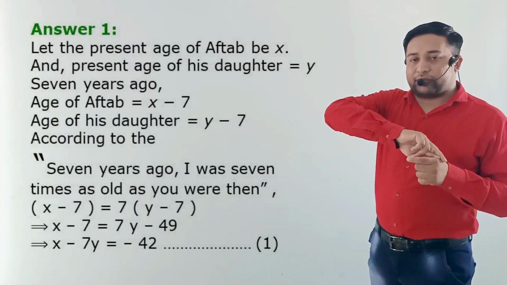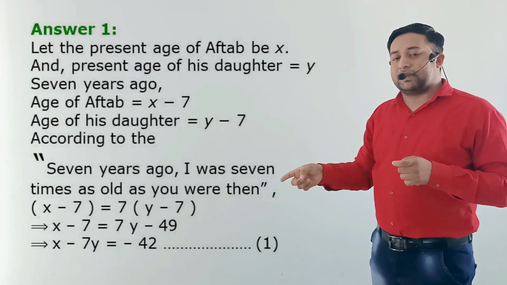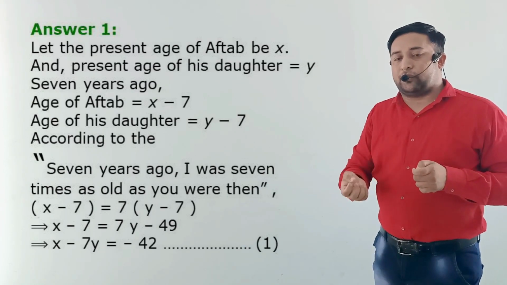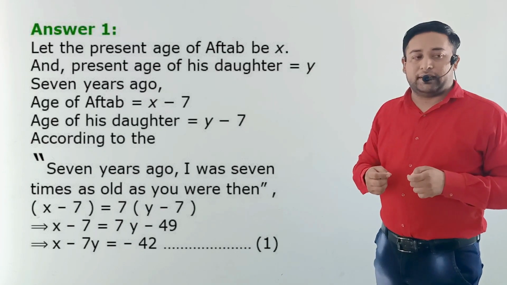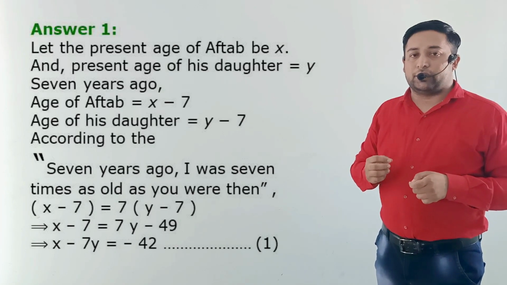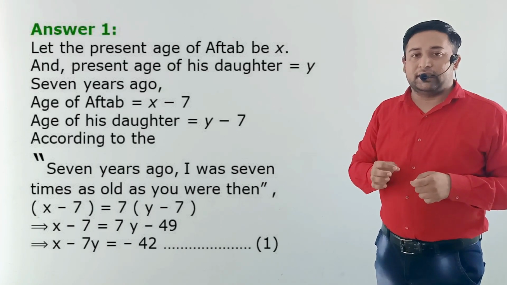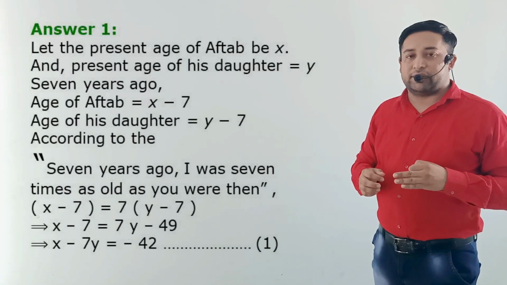Now taking minus 7 from the left hand side to the right hand side, minus 7 will become plus 7, and subtracting 49 from it, it will give us minus 42. So that will become x minus 7y is equal to minus 42. x minus 7y is equal to minus 42. Here we get our first equation.